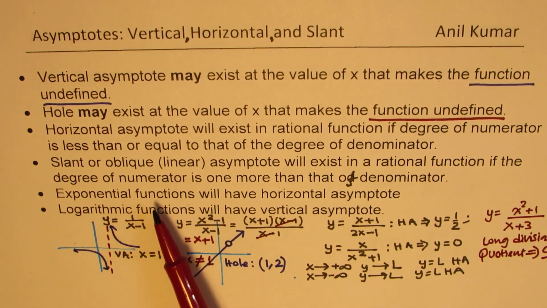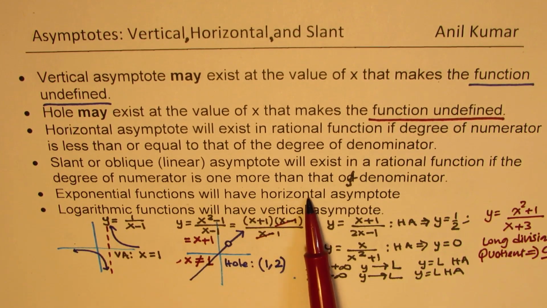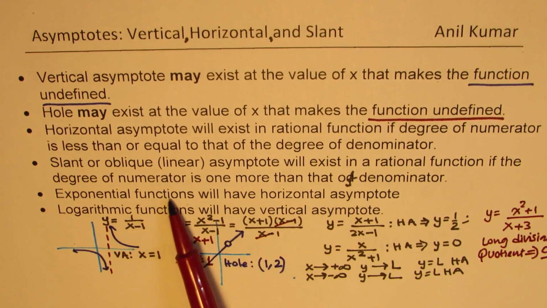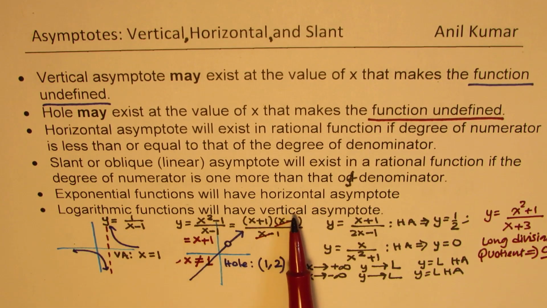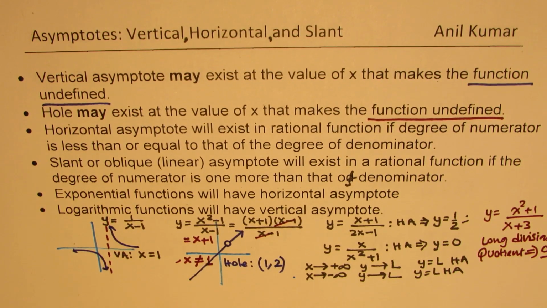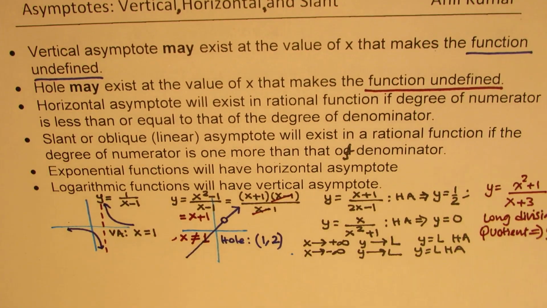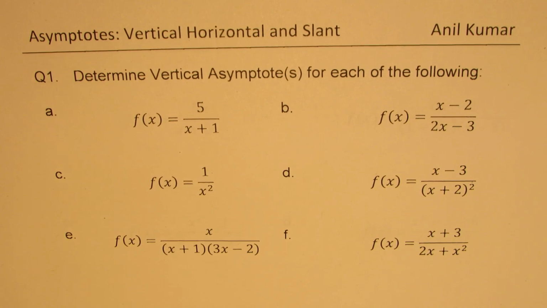Now it is important to note that all the exponential functions can have horizontal asymptotes, right? So that is important to understand. And logarithmic functions will have vertical asymptote. But generally, most of the time we're talking about rational functions when we discuss this topic on asymptotes, right? So it's important to understand that exponential functions will have horizontal asymptotes and logarithmic functions will have vertical asymptotes, okay? So with that note, let's take a few examples to practice and understand how to find these asymptotes.